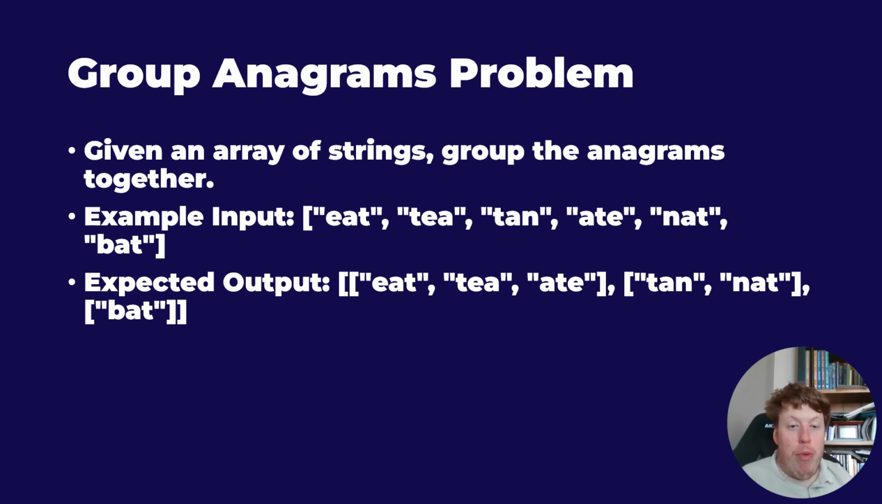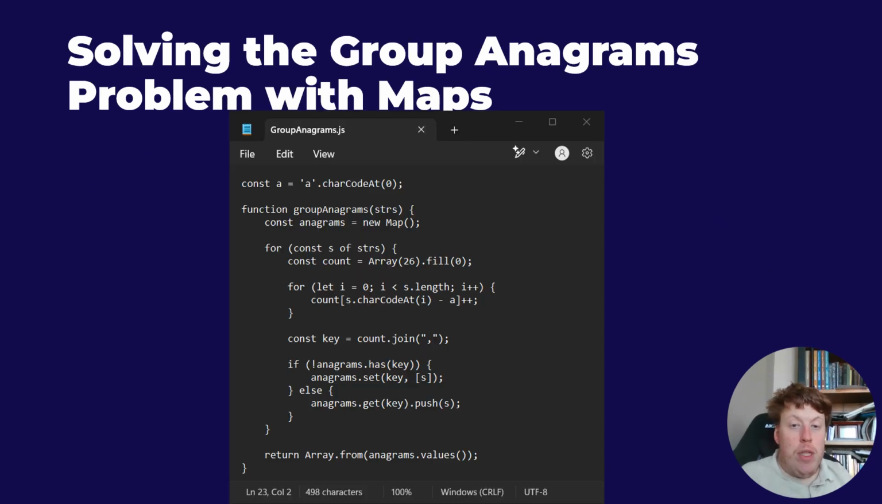The goal is to group words that are anagrams of each other. We'll start by looping through each word and counting how many times each letter appears. This count becomes a unique key for grouping words. For example, the words eat, tea, and ate all share the same letter counts, so they are grouped together. Finally, we return all grouped anagrams as an array of arrays.